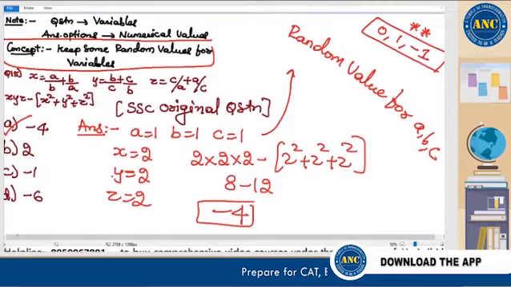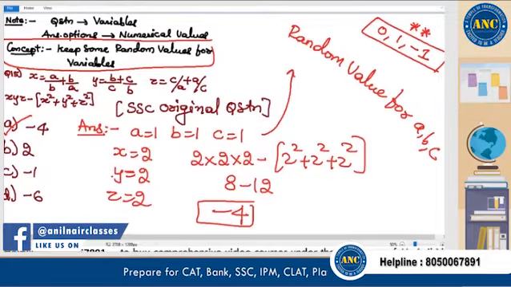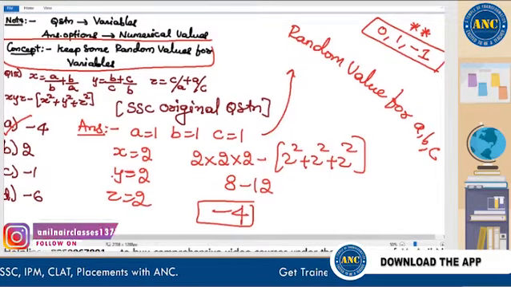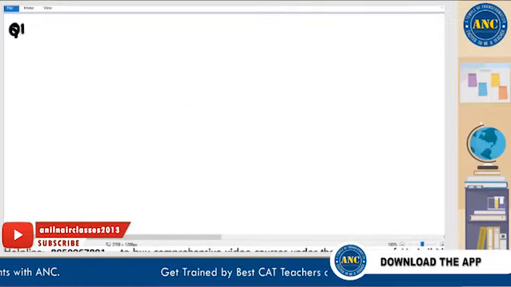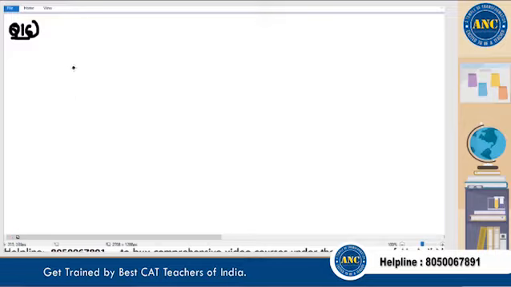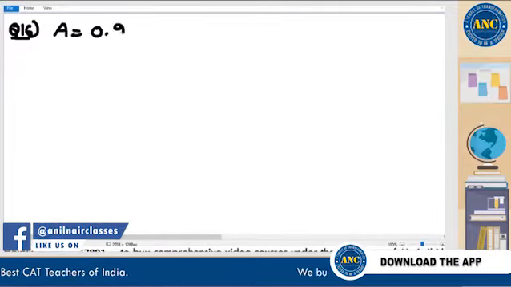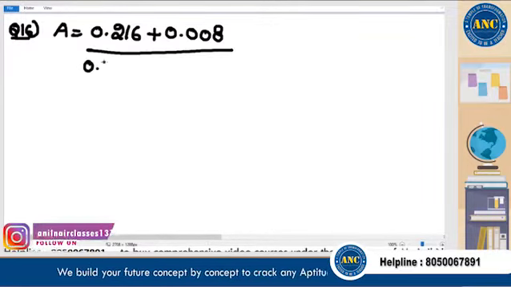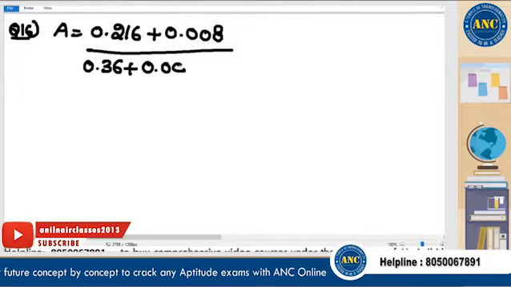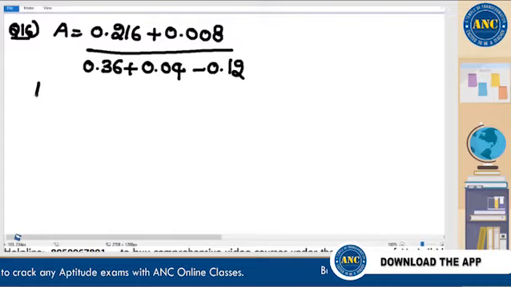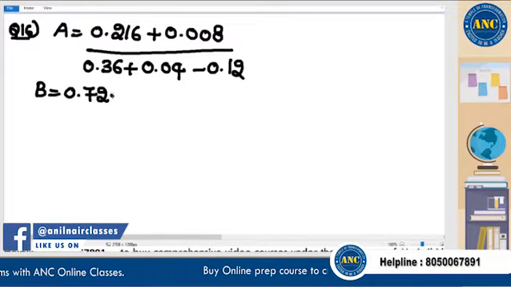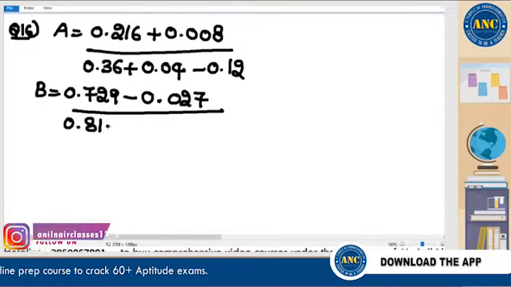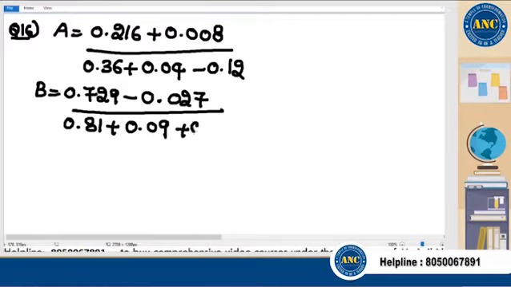Next one. Question number 16 is a replica of the CAT question and also a replica of the SSC question. This year we are finding a good number of SSC questions coming very close to the management exam questions. A equals 0.216 plus 0.008 divided by 0.36 plus 0.04 minus 0.12. B is nothing but 0.729 minus 0.027 divided by 0.81 plus 0.09 plus 0.27.